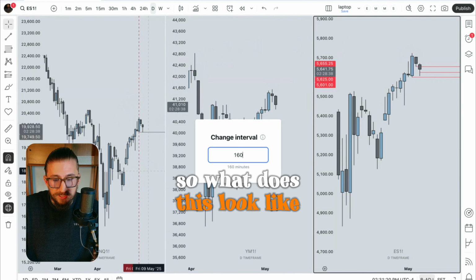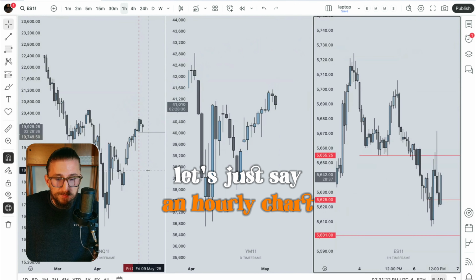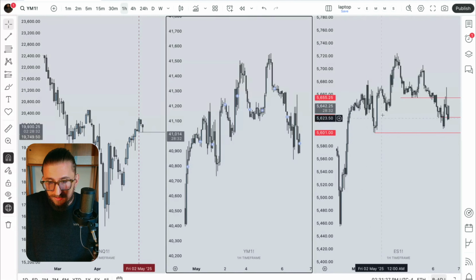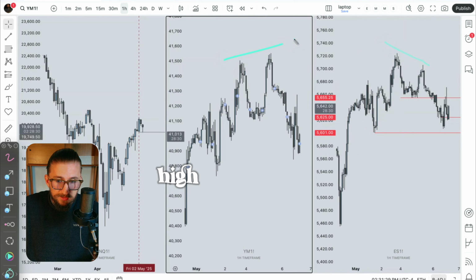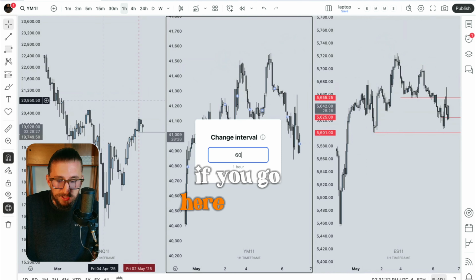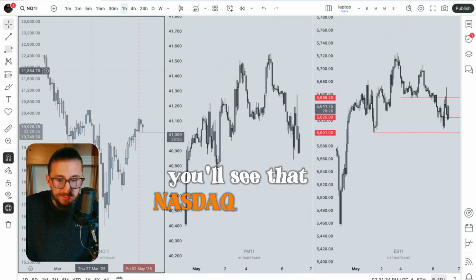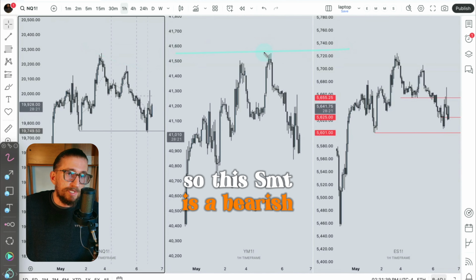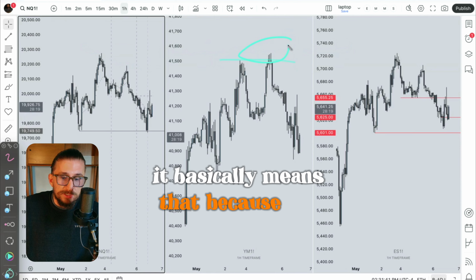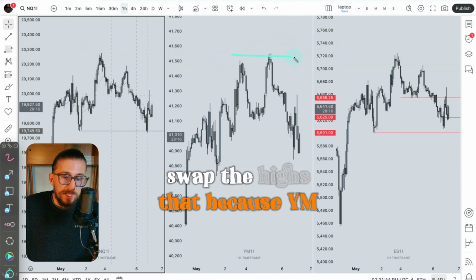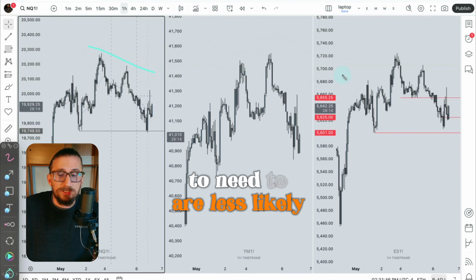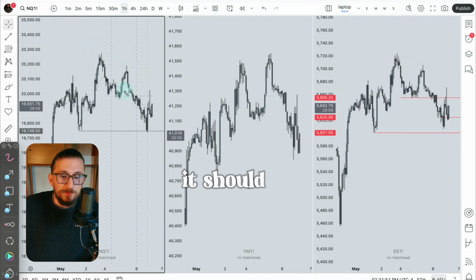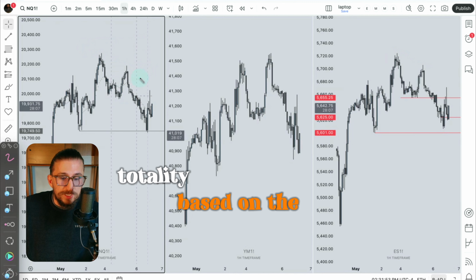So what does this look like on, let's just say, an hourly chart? You'll see right here very plainly, you get your lower high, your higher high, and then if you go here as well, you'll see that NASDAQ had also a lower high. So this SMT is a bearish SMT. It basically means that because YM swept the highs, the other two are less likely to need to do so. So you shouldn't be thinking that your bearish bias forms only then. It should be based on the totality of circumstances.